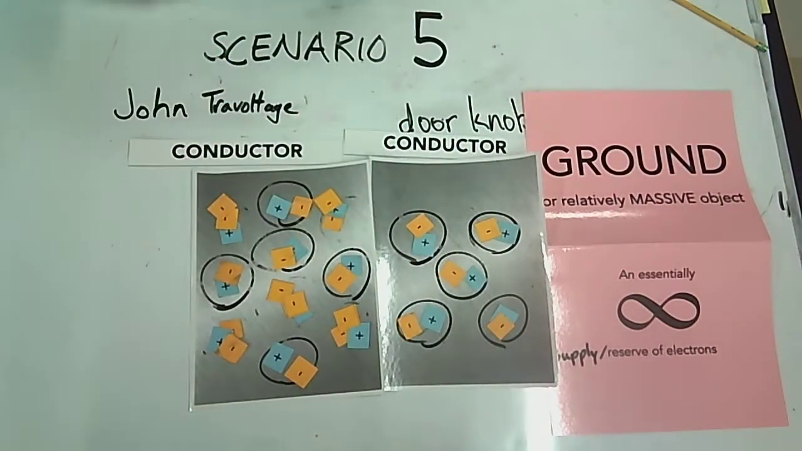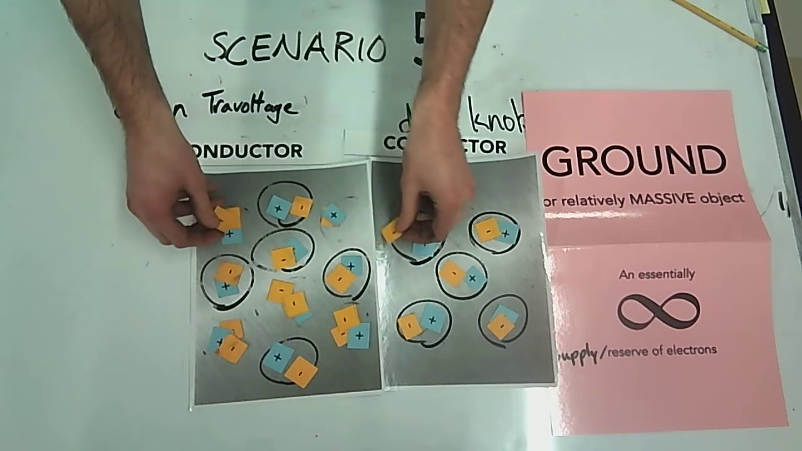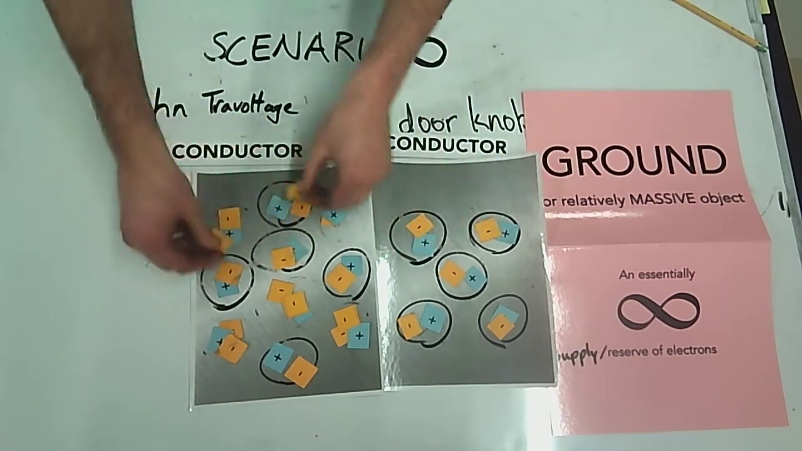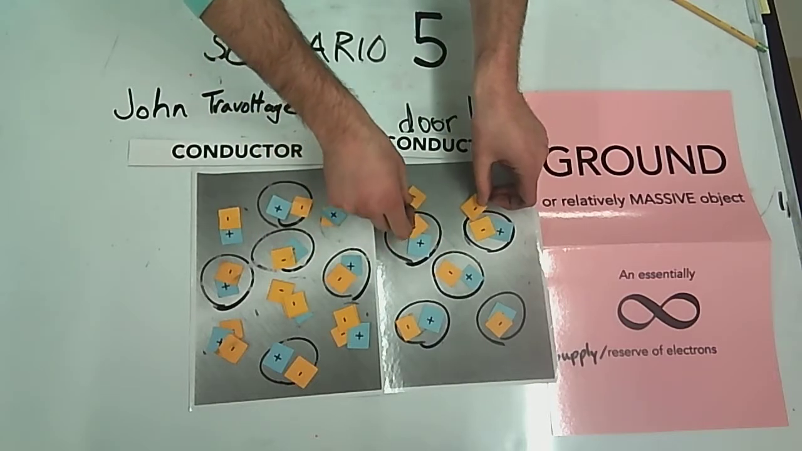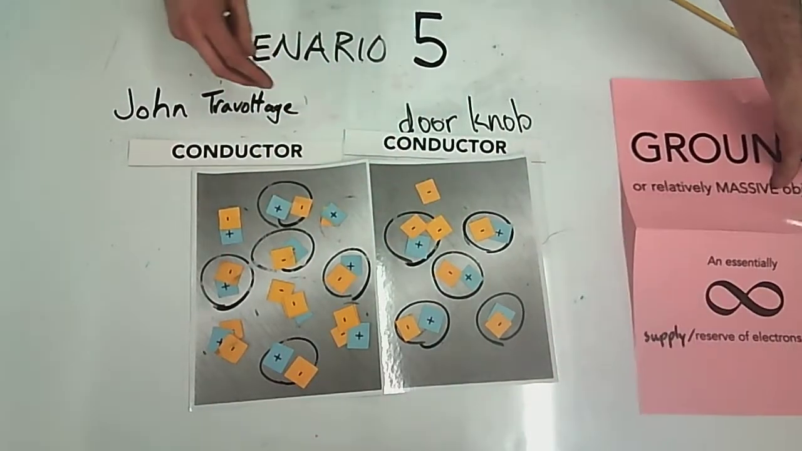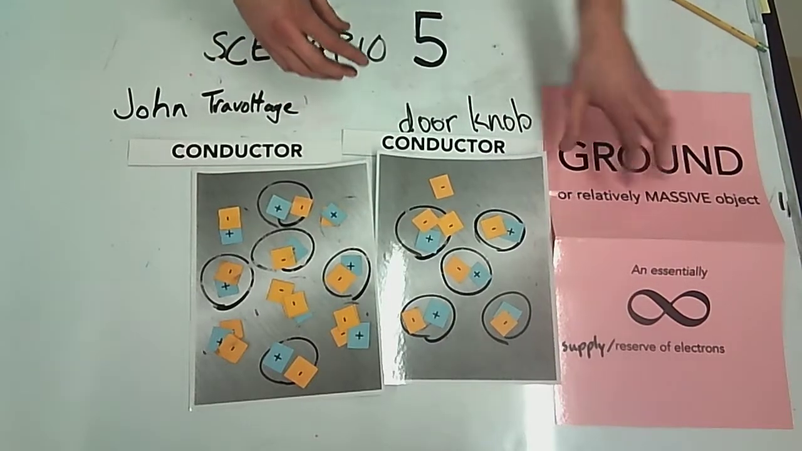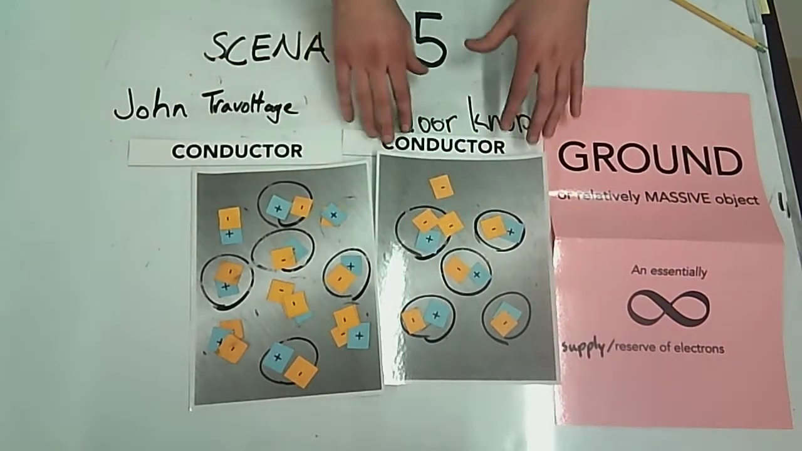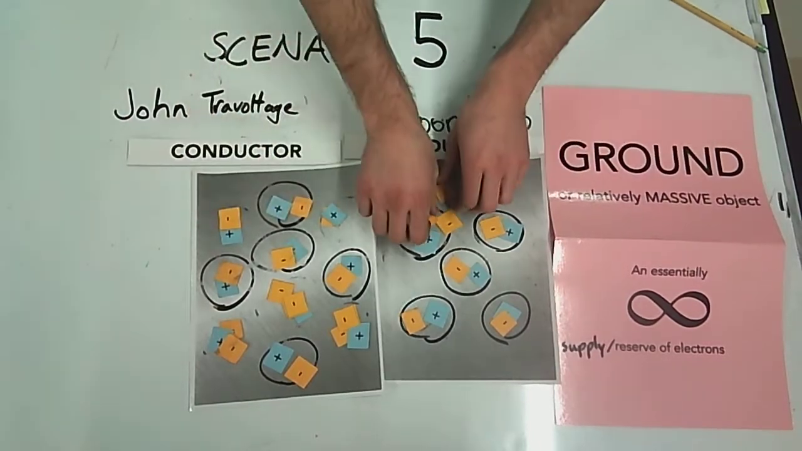Right? So nature likes to be chill. Electrons are going to want to spread out and even out. So they're going to jump over. And because these are conductors, these electrons can move easily through the materials to the doorknob. Now the doorknob is not by itself though, right? It's attached to the door and the ground, that infinite supply of electrons. So the doorknob is going to almost act like a wire between John Travoltage and the ground.